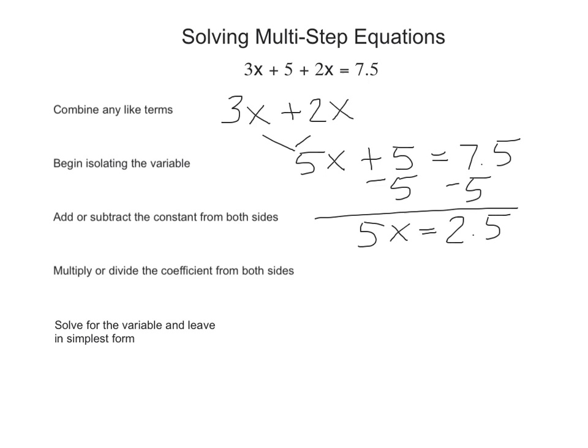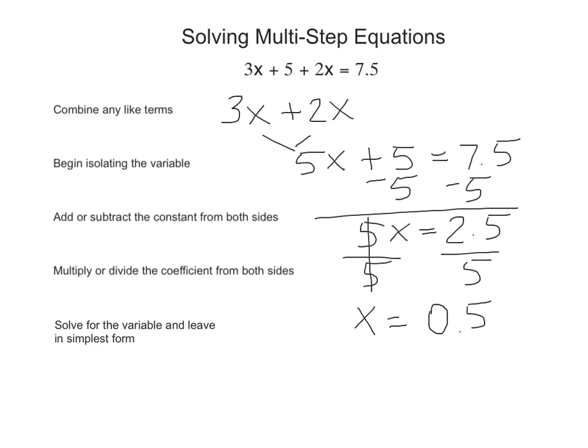2.5. Next, you have to multiply or divide the coefficient from both sides, and 5 is my coefficient. Since it's multiplied to x, I'm going to divide by 5 on both sides. That cancels that out. And on this side, I'm going to divide the 5 into 2.5, and that gives me 0.5, or half. And you're done.